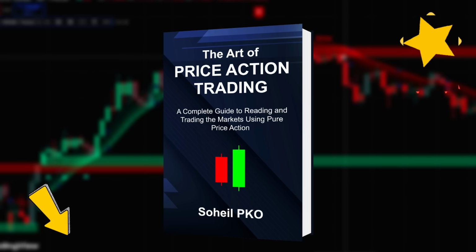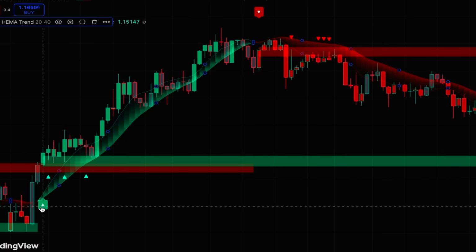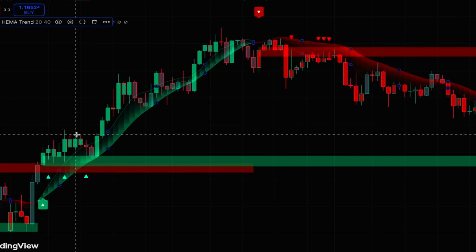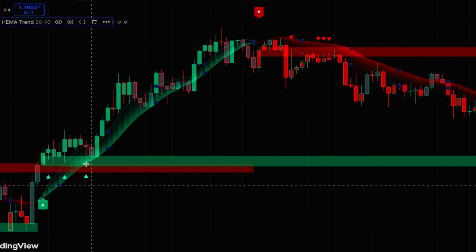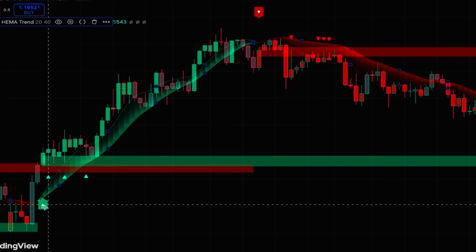Alright, getting back to the indicator, when we have a green label like this, it's a signal that probably the price is turning to an uptrend, but to make sure with higher probability that the price is really reversing to an uptrend, we wait for a pullback or retest of this green zone, which the indicator added when we got this green label.